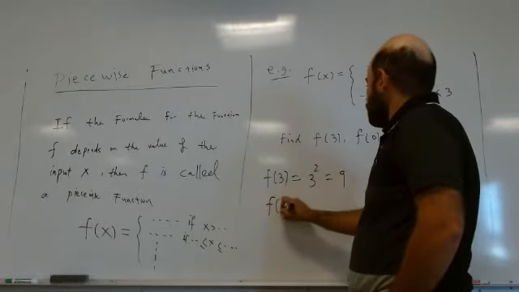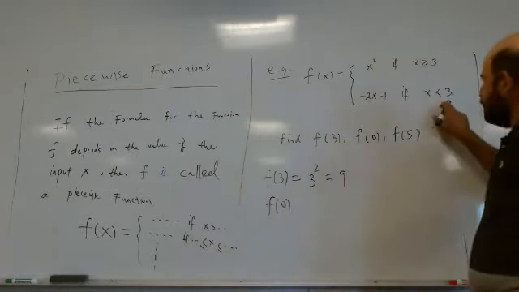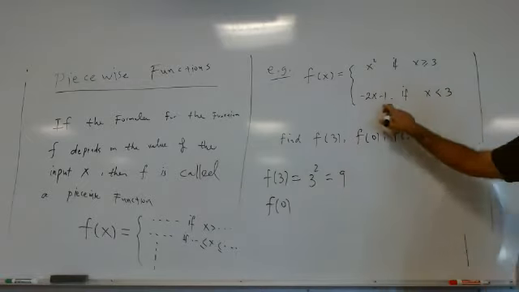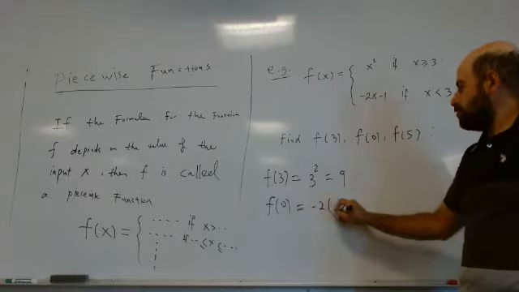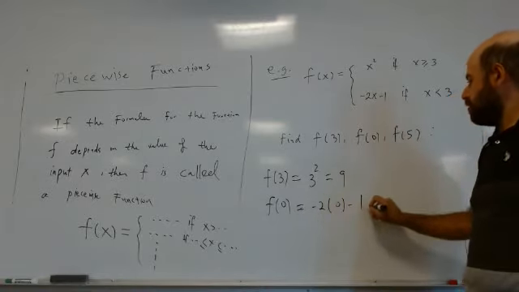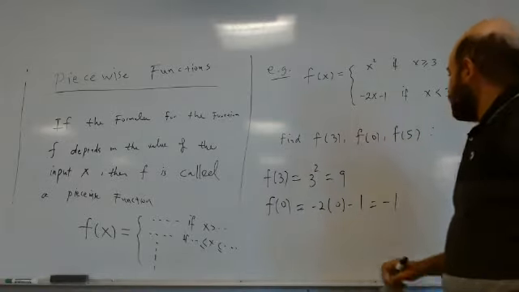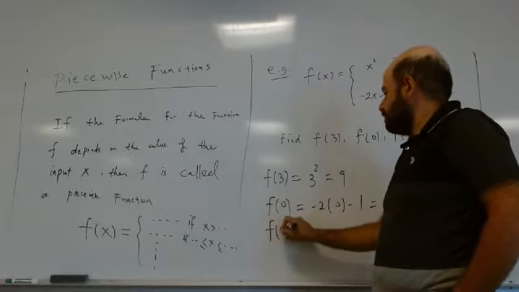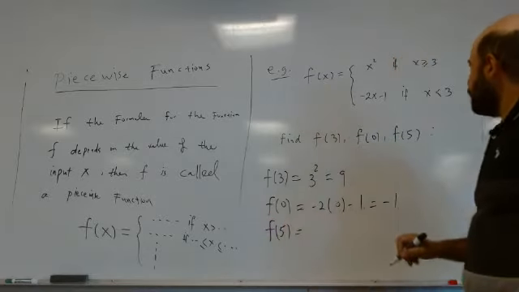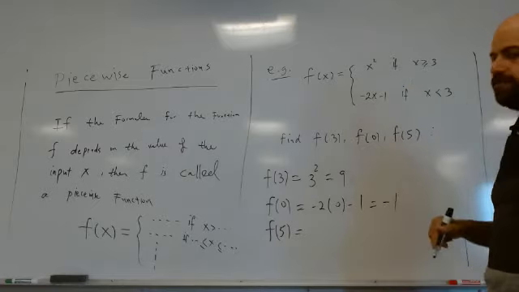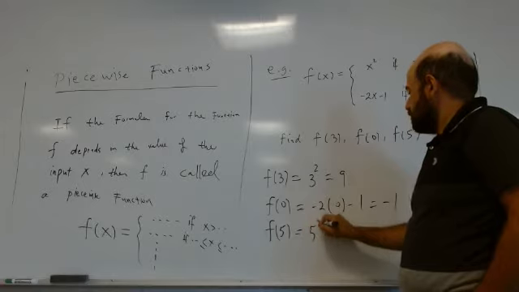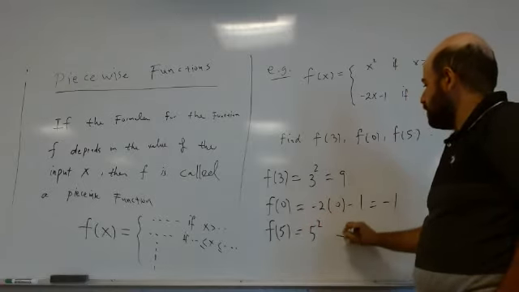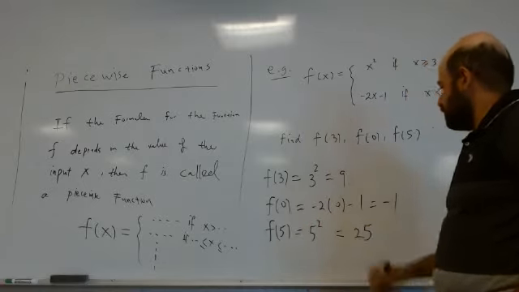And f of 0: 0 falls in the second category, it is less than 3. So we have to use the second formula, minus 2 times 0 minus 1, which is minus 1. And then f of 5. 5 falls in the first category, it is bigger than or equal to 3. So we have to use the first formula, which is 5 squared, and 5 squared is 25.